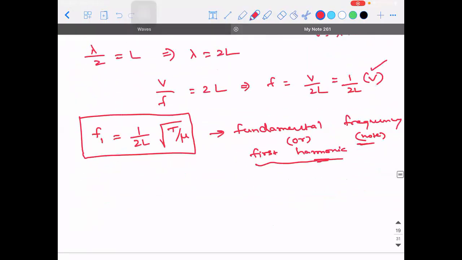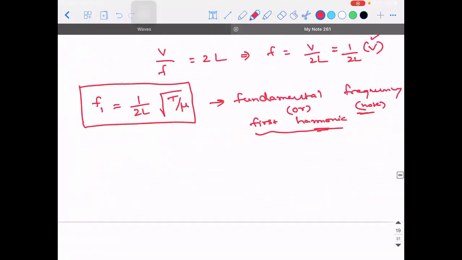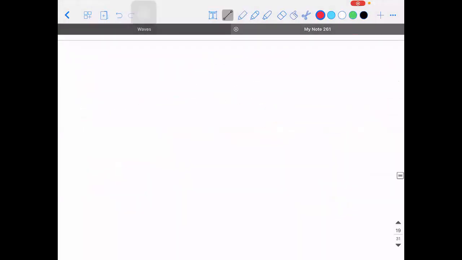Okay. Let me explain the second point also. Then I will generalize it. I will show you everything. You guys can understand it. It's not a big thing.